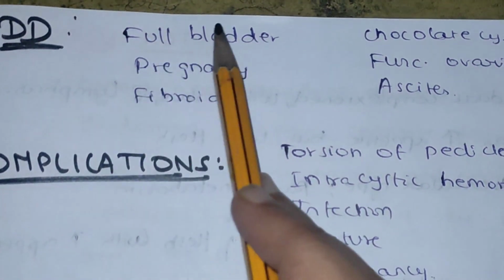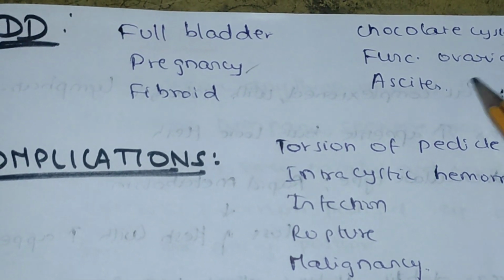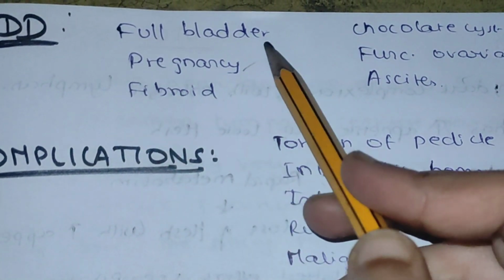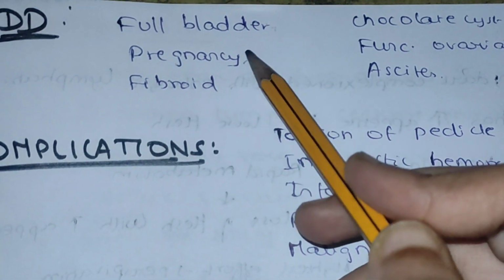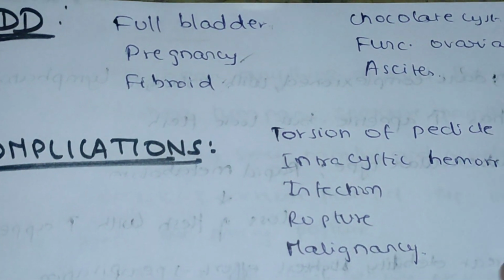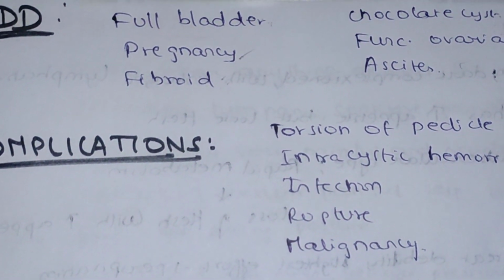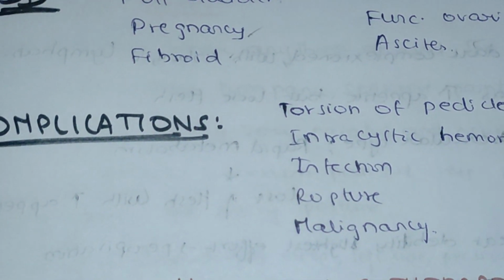The differential diagnoses include full bladder, pregnancy, fibroid, chocolate cyst, functional ovarian cyst, and ascites. So there are six differential diagnoses. The bladder may be distended and appear as a mass in the abdomen, and with pregnancy, fibroid, chocolate cyst, functional ovarian cyst, and ascites, a mass is present and may mimic a benign ovarian tumor.